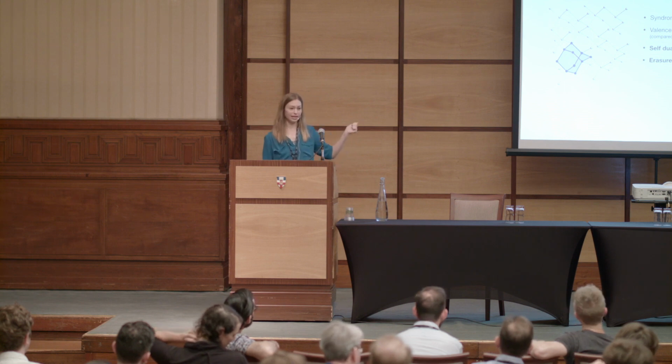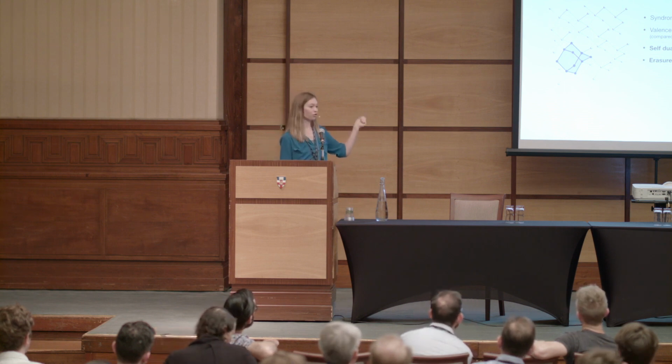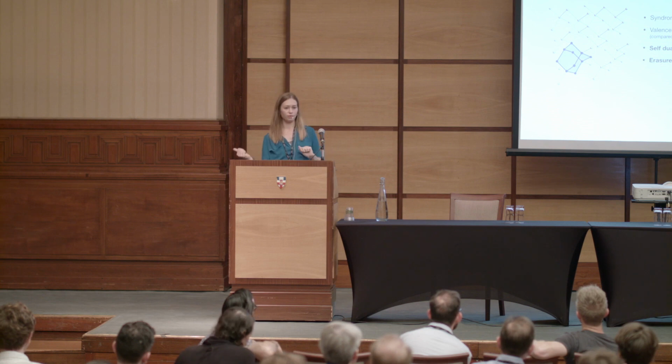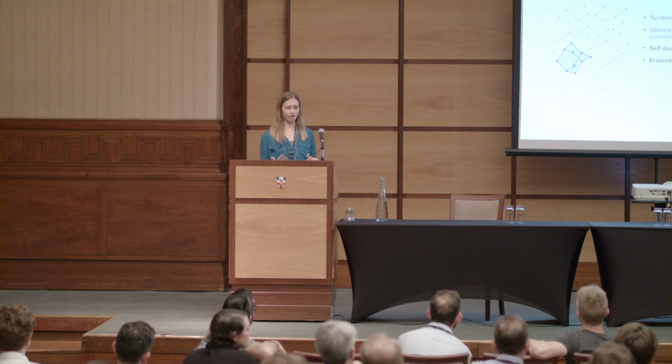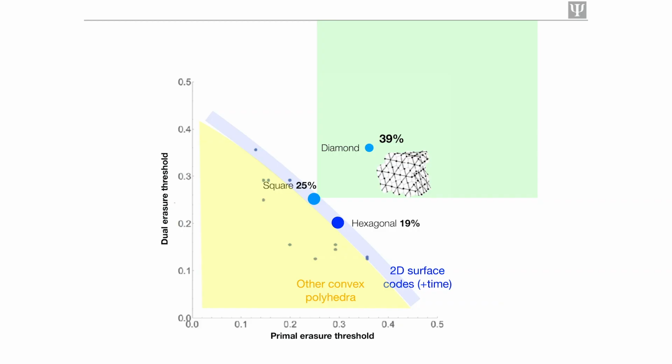And the important thing about it is that it has a valence of 4, which is 2 lower than what we started out with the cubic lattice. So the valence has come down, and the erasure threshold goes up to 39% in both the primal and the dual, which moves it straight up into that green region. So I guess in some sense we succeeded. We found something which, on this metric, really outperforms the cubic lattice. It's self-dual, and it has a higher threshold against erasure.